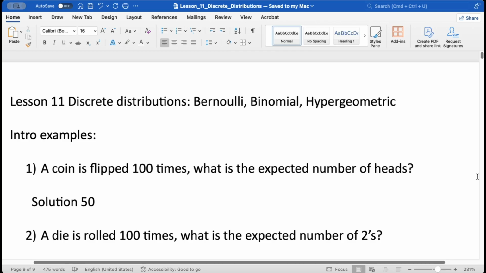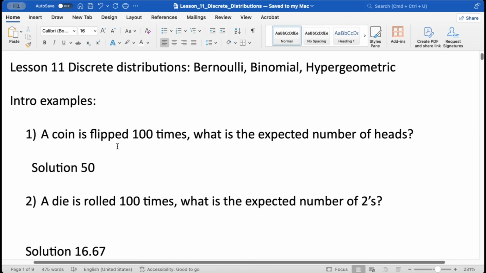Hello, welcome to Lesson 11, Discrete Distributions: Bernoulli, Binomial, and Hypergeometric. Some introductory examples here. If a coin is flipped 100 times, what's the expected number of heads? It's 50. If a die is rolled 100 times, what's the expected number of twos?